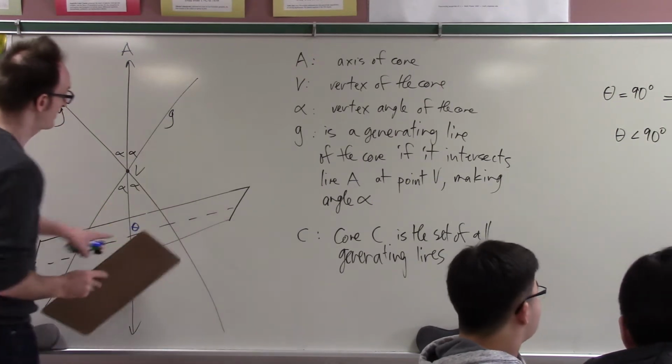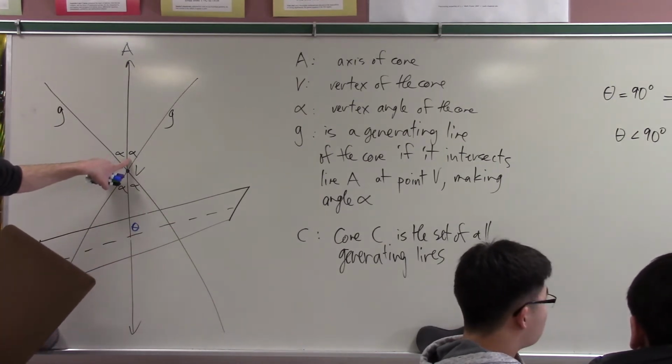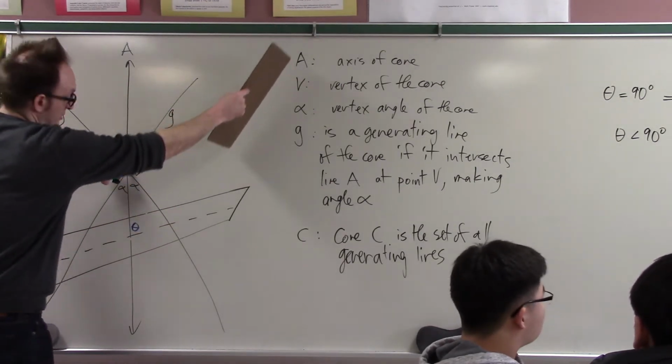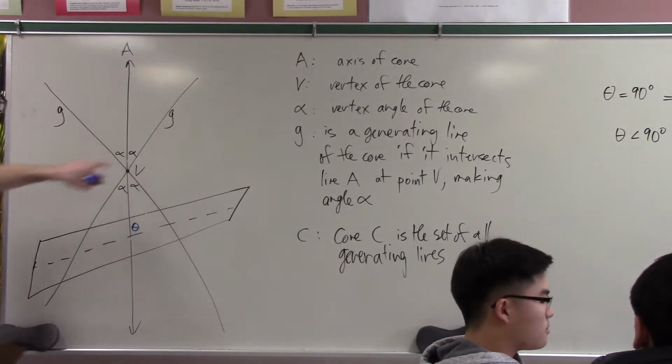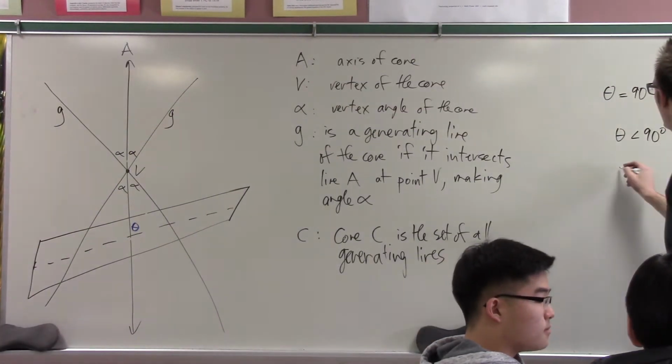What happens when the angle that the plane makes with the axis is the same as the angle that the generating line makes with the axis? That's when we get a parabola, right? Because this comes through and just goes... So a parabola is like an ellipse that never ends. Cool?